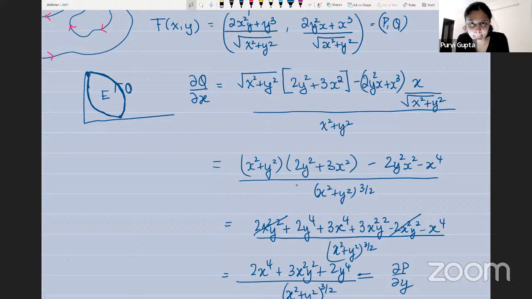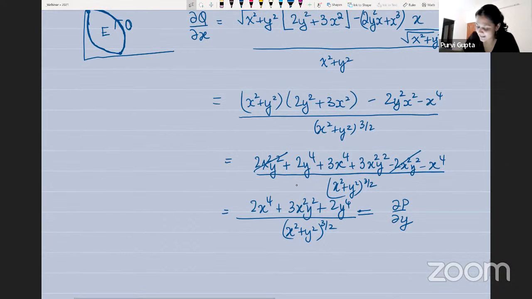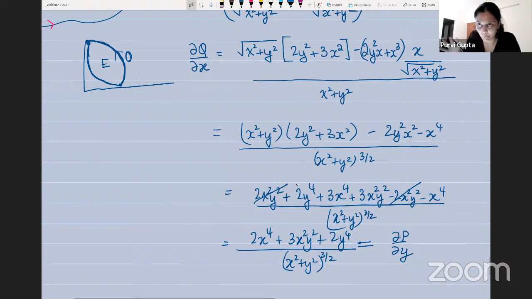Symmetry in x and y. Yeah, exactly. If you look at the expression for p, the x and y have just inverted their roles. When I differentiate q with respect to x, I'm getting something symmetric in x and y. So if in the same expression I change the roles of x and y and differentiate with respect to y, the roles of x and y interchange. You can always save some time by being a little careful about what you're doing.